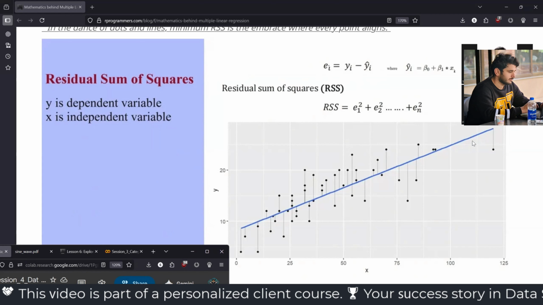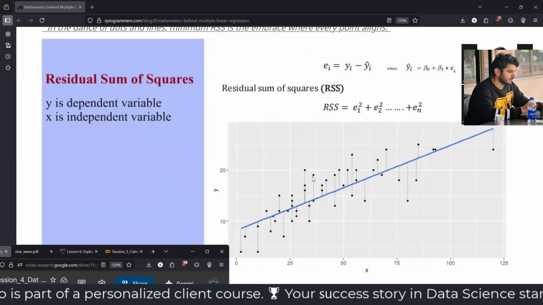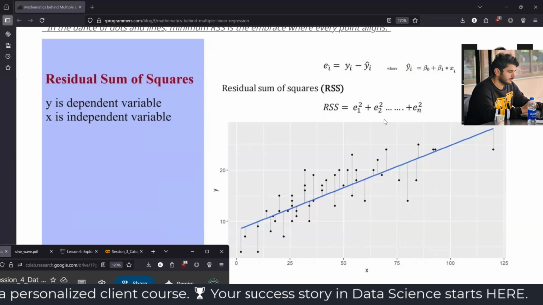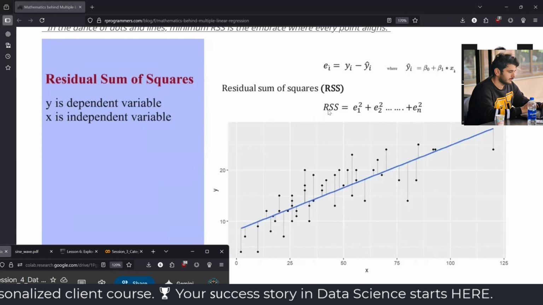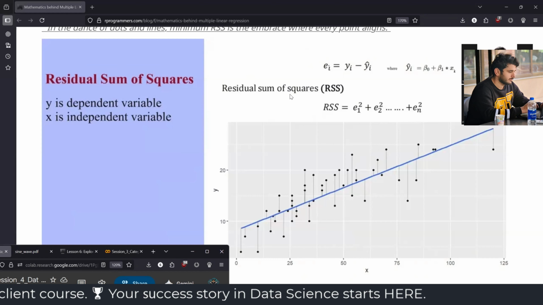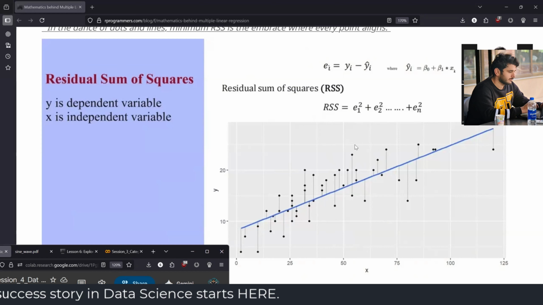So this line is basically based on the least residual sum of squares. If we take the distance of all the points, square them and add them up, this is what we call the residual sum of squares, and we are trying to minimize it. Basically, linear regression creates a line and calculates this, creates a new line and calculates this again, and keeps doing that until it gets a line with the least RSS. Understand? Do you have any questions?